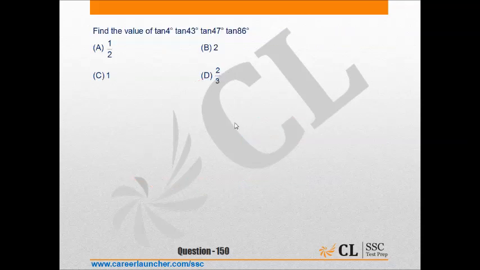This is the simplest question always asked in exams. tan 47 degree is equal to cot 43 degree and tan 86 degree is cot 4 degree. This value will get 1 and this multiplied by this will get 1. So answer is 1 into 1, that is 1.